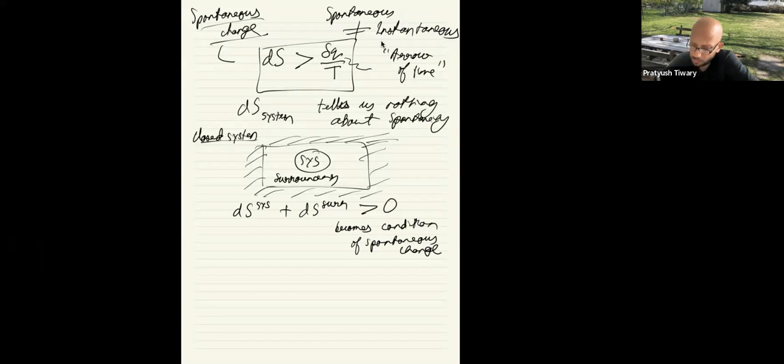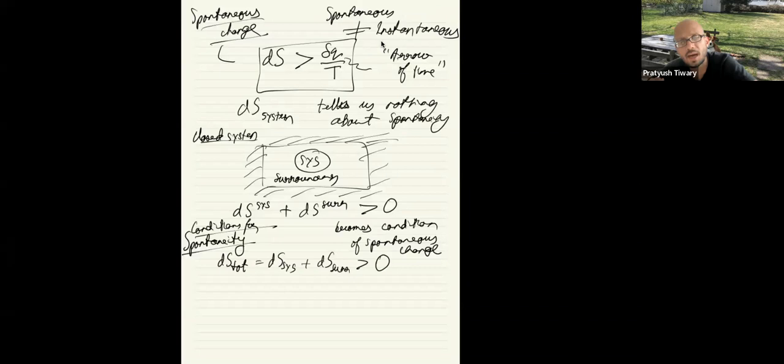So far, let me recap this. We have defined, we can think of spontaneity in at least two different ways. One is that dS total, which is dS system plus dS surroundings, is more than zero. This is messy. I have to calculate the entropy change of the surroundings.